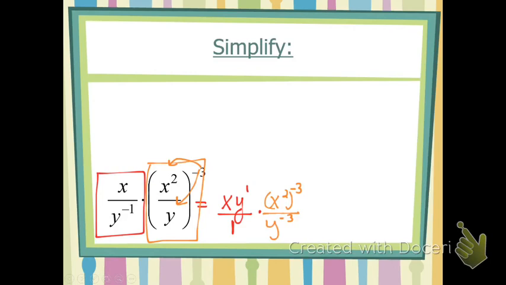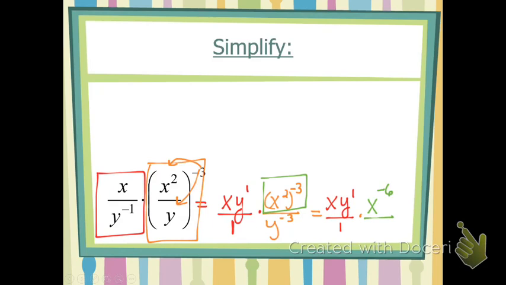Now I'm going to continue to work on that second fraction. I'm going to leave the first one alone for now. Here I've got a power raised to a power. And I remember that that rule is where you keep the same base. So I'm going to keep the x, and then I multiply the exponent. So I do 2 times -3 and get -6.